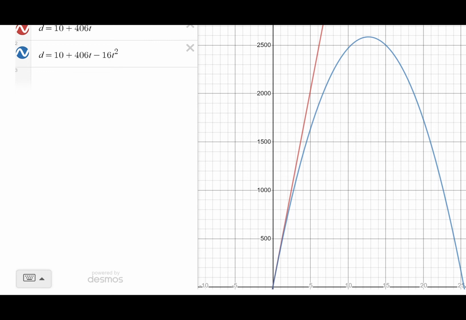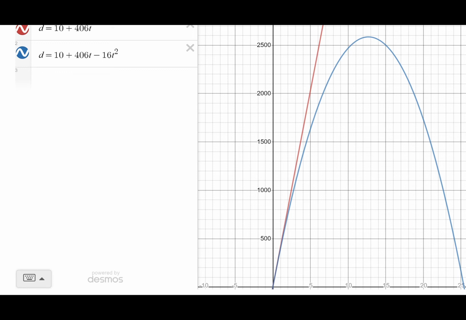We're going to take a look just at how these would look if we were to continue the graphs. The red line here on this graph is d equals 10 plus 406t. So once again, notice that it's linear with a y-intercept of 10 and a slope of 406. So 406 is our rise over the run of 1. And this curve is forming a parabola shape. This is a quadratic function because it has a t squared term. So d equals 10 plus 406t minus 16t squared.